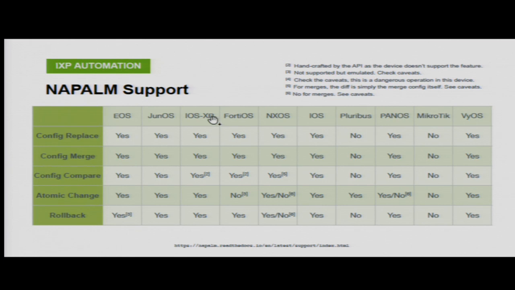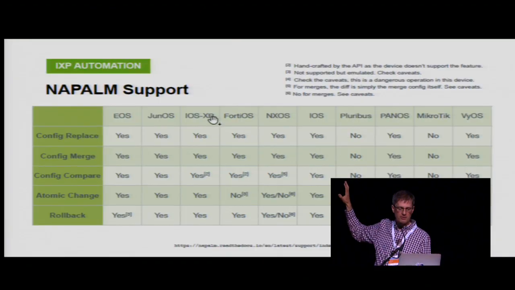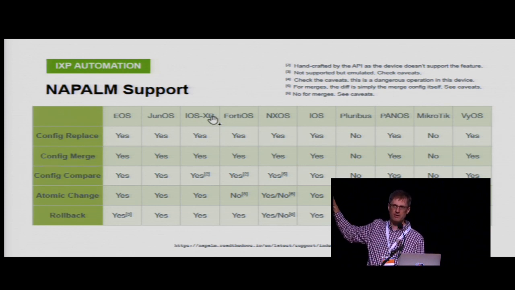Now, this table here, I'm not going to go through it. This is pulled straight from the NAPALM website. What I do want to say is that there are some things about this table that I find deeply disturbing, and vendors, please take note. Every single entry in that table should be yes. And if your network operating system does not have an unqualified yes in there, you have a problem which you need to fix.